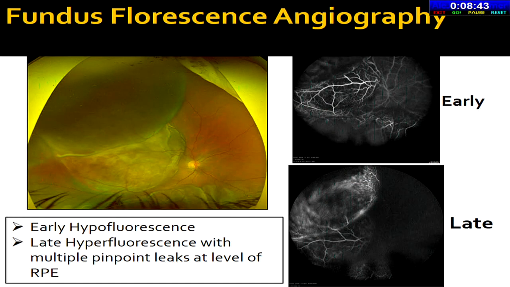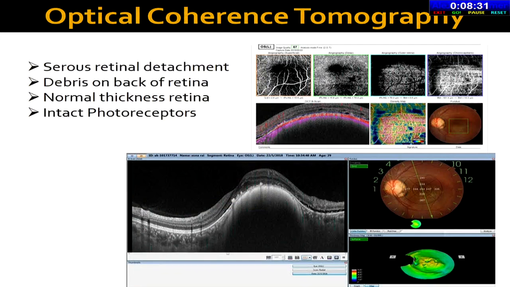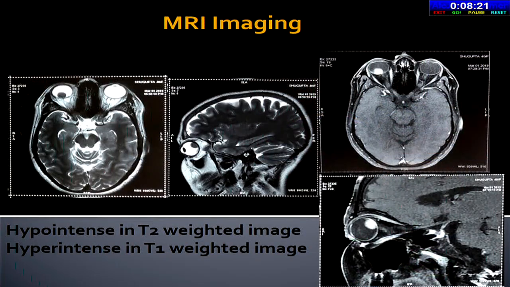Another is fundus fluorescein angiography, where you can sometimes find differential diagnosis difficulty with choroidal hemangioma and others. Here we have an early hypofluorescence and a late hyperfluorescence. Another is the OCT. You can see a serous retinal detachment with debris on the back of the retina with normal thickness retina. And sometimes MRI is another important imaging tool, for looking for extraocular growth and also optic nerve involvement, where you find hypo-intense signal in T2 weighted images and hyper-intense in T1 weighted images.